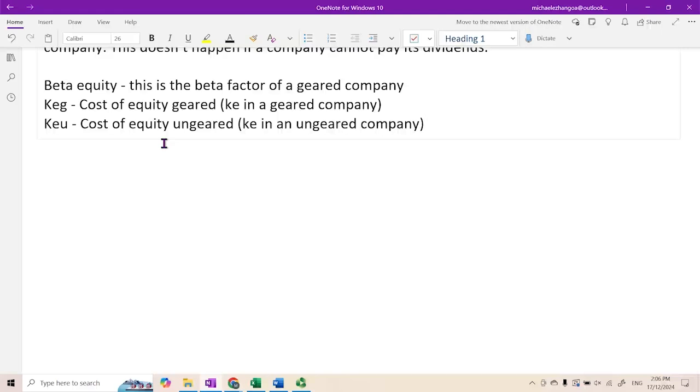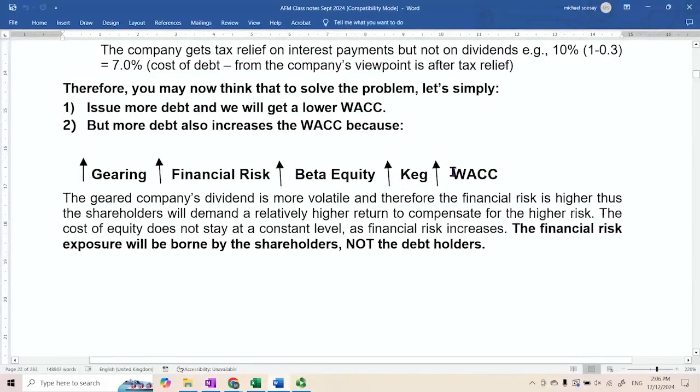Do you follow? Understand that when a company borrows a lot, it is shareholders who bear the financial risk. And if a company borrows a lot, cost of equity is not going to stay constant. Shareholders will demand a higher return because they have to bear the risk from borrowing. Do you understand this point? Right? Now, if cost of equity goes up, then what happens? WACC goes up. All right.